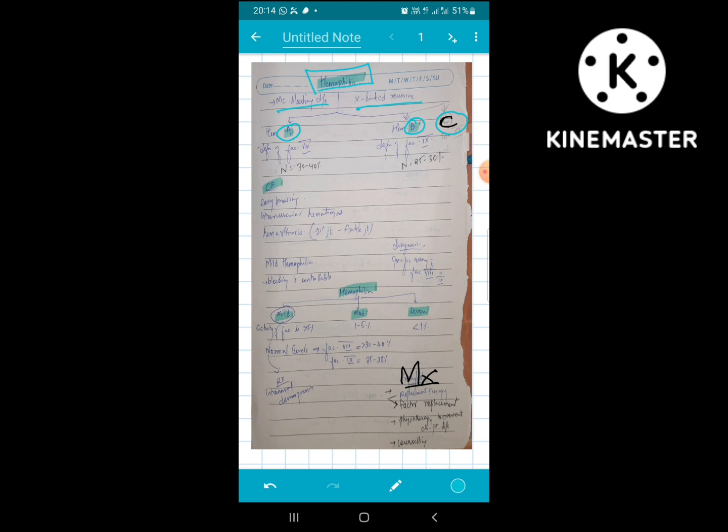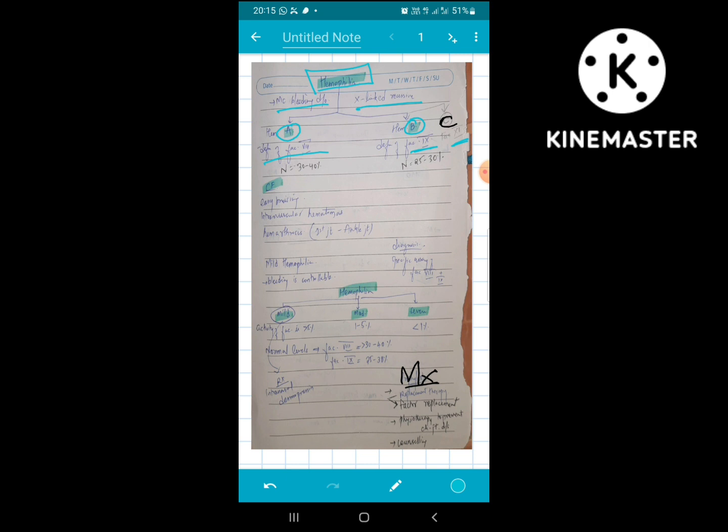So hemophilia A is actually because of deficiency of factor 8. So we have clotting factors. Among them, the deficiency of factor 8 causes hemophilia A, deficiency of factor 9 will cause hemophilia B, and factor 11 will cause hemophilia C.